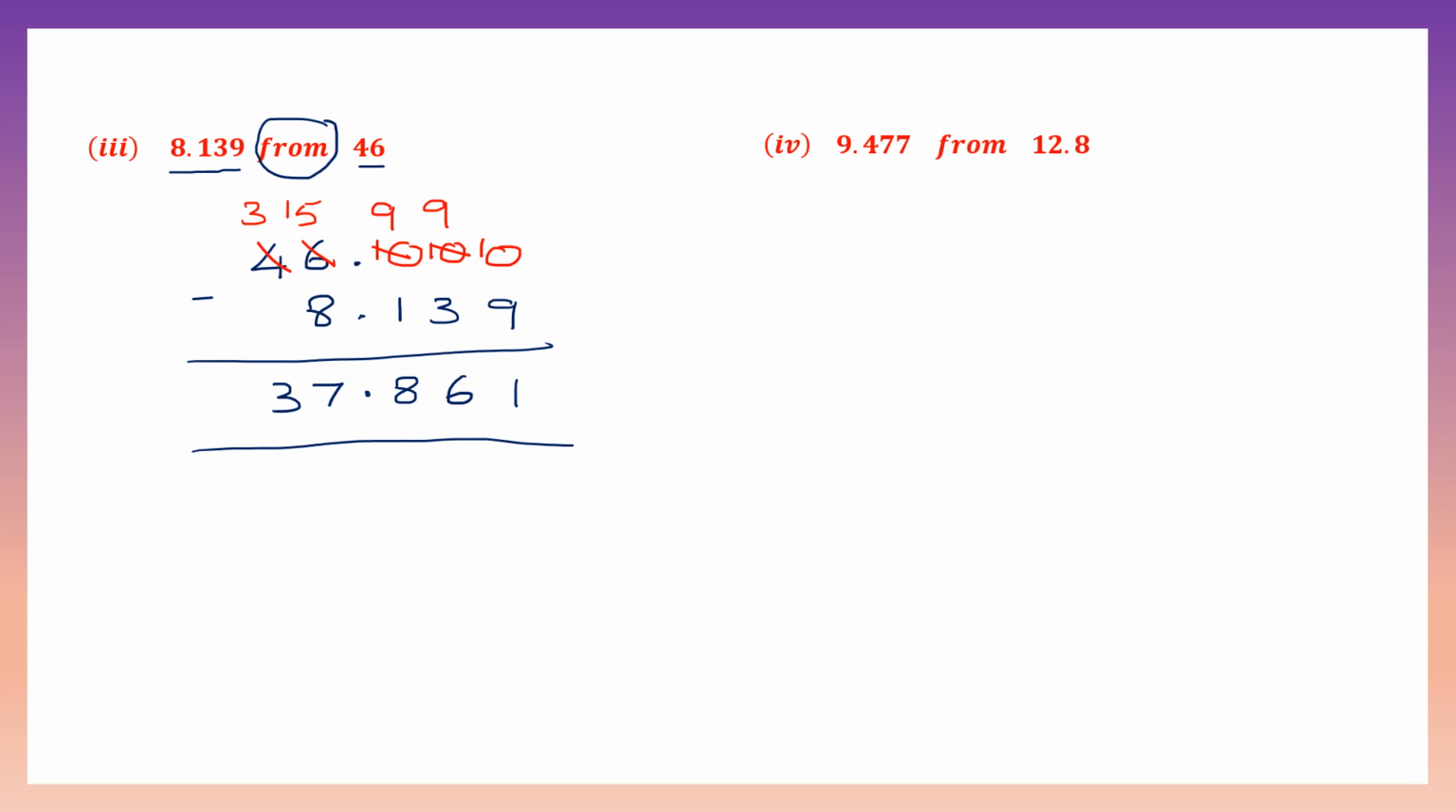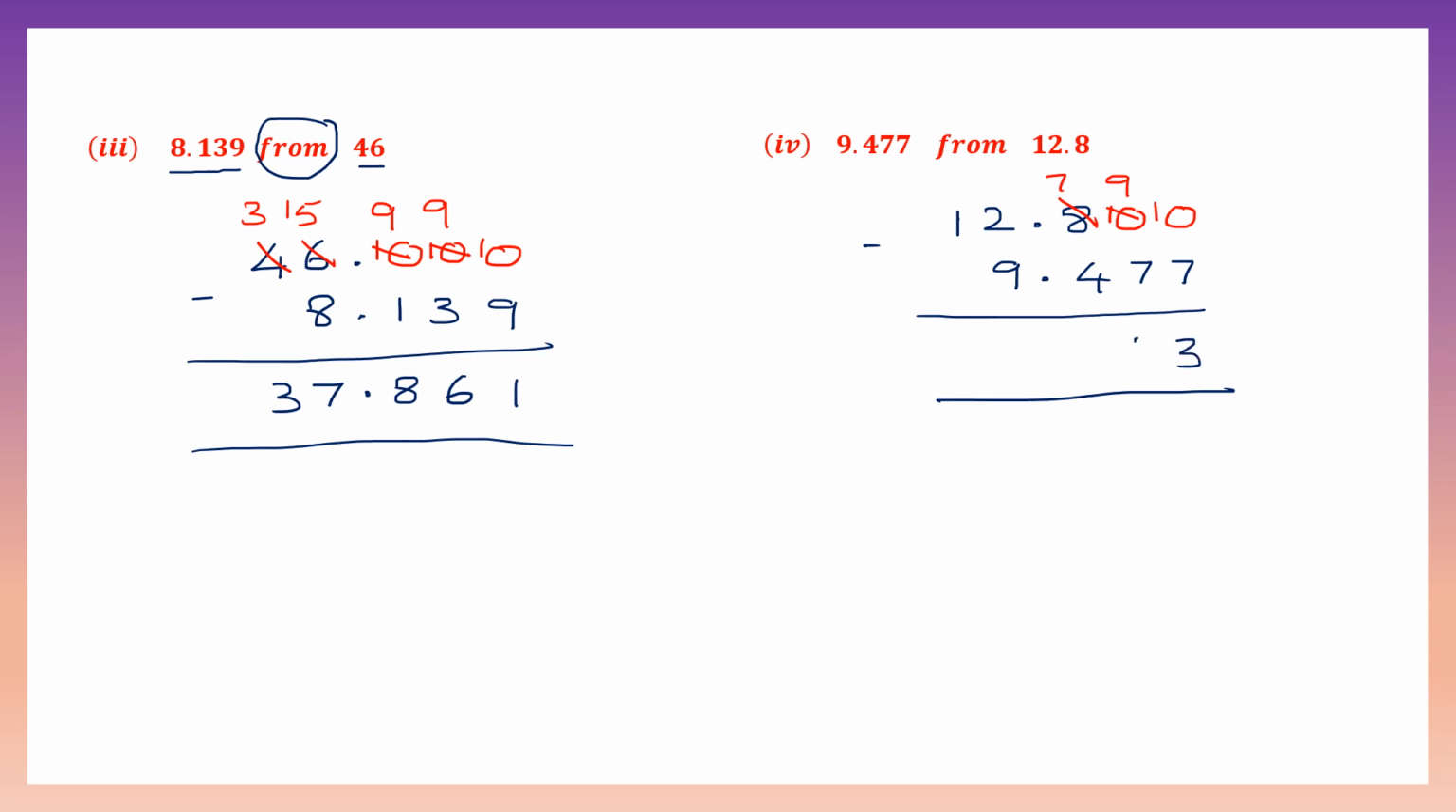Question 4 also, subtract this number from this number. So 12.8 comes first. So let's write it down. 12.8. Below this we write 9.477. Subtract. Now make them like decimals. Now let's borrow 10, 9, 10. 10 minus 7 is 3. 9 minus 7 is 2. 7 minus 4 is 3. Put the point. Now here again we need to borrow. So this is 0 and 12. 12 minus 9 is 3. So what do we get? 3.323.